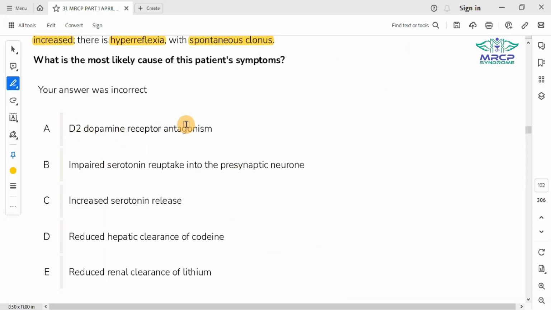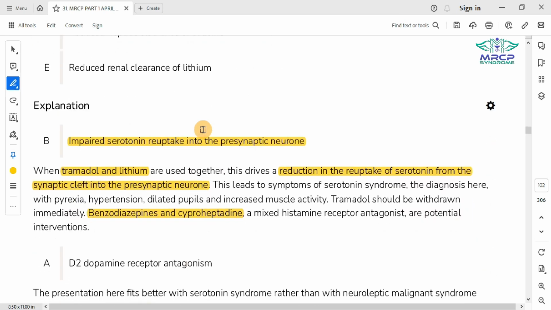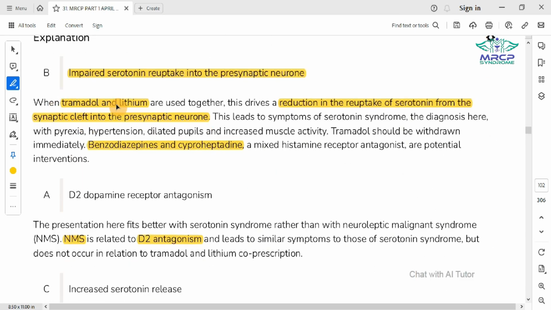D2 dopamine receptor antagonism is related to NMS, neuroleptic malignant syndrome. When tramadol and lithium are used together, this drives a reduction in the reuptake of serotonin from the synaptic cleft into the presynaptic neuron. This leads to symptoms of serotonin syndrome. The diagnosis here is with pyrexia, hypertension, dilated pupils, increased muscle activity. Tramadol should be withdrawn immediately. Benzodiazepine and cyproheptadine, a mixed histamine receptor antagonist, are the potential interventions.